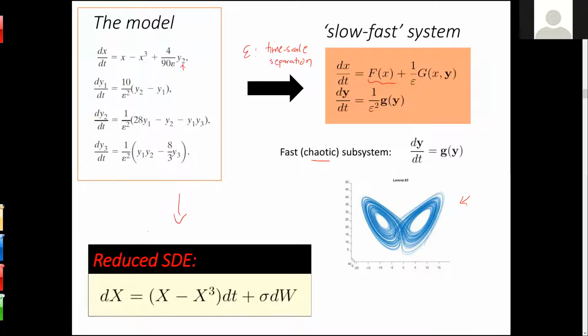through homogenization, we can reduce it to an SDE. The difference between the SDE and the original model, of course, is that it is in terms of x alone, and the subgrid term will be replaced by a stochastic term, sigma dW, and we will have a closed form for sigma later.